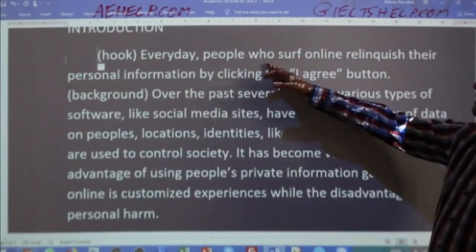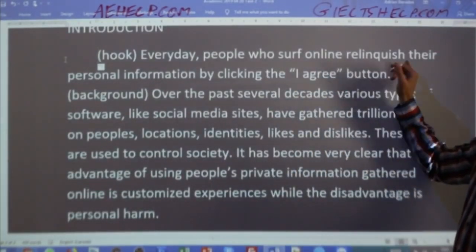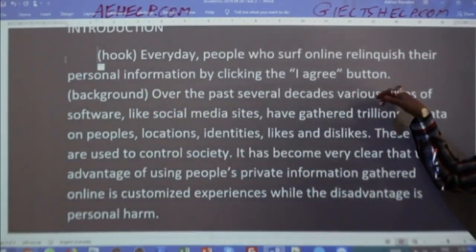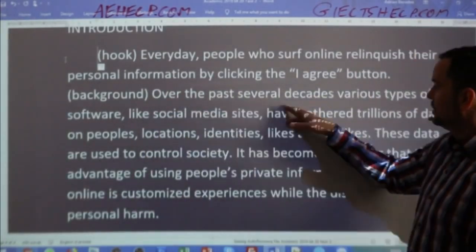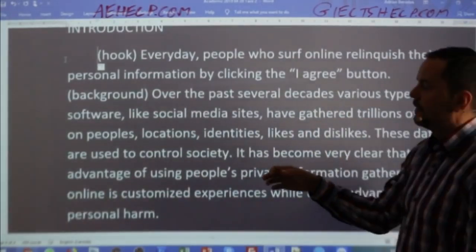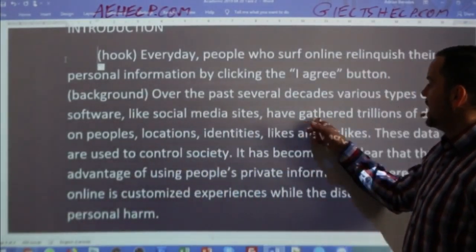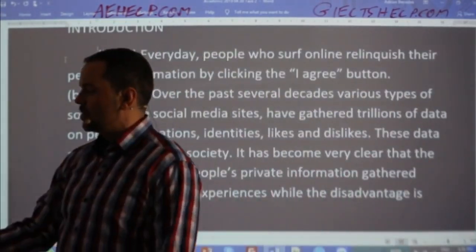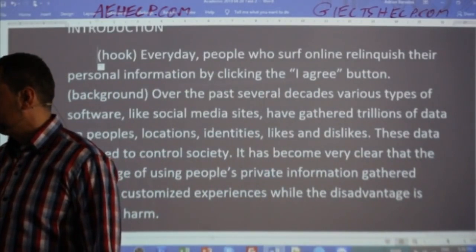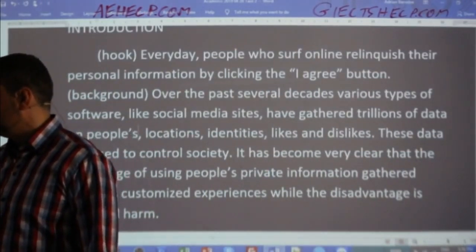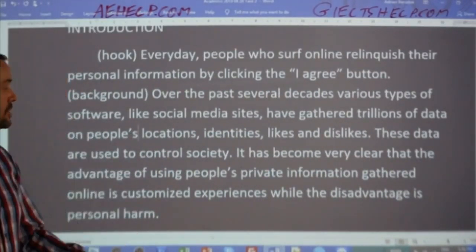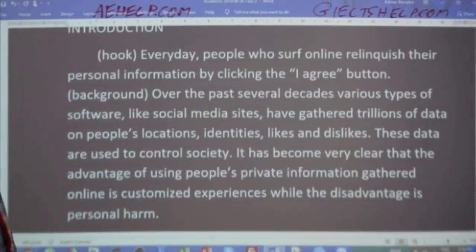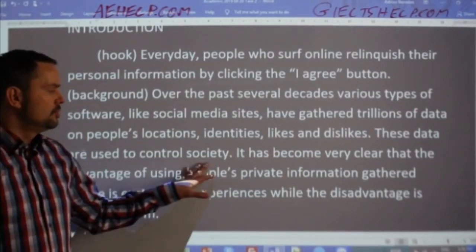So every day, people who surf online relinquish their personal information by clicking the I agree button. Over the past several decades, various types of software like social media sites have gathered trillions of data on people's locations. Make corrections when you're at home. On people's locations, identities, likes, and dislikes. These data are used to control society.